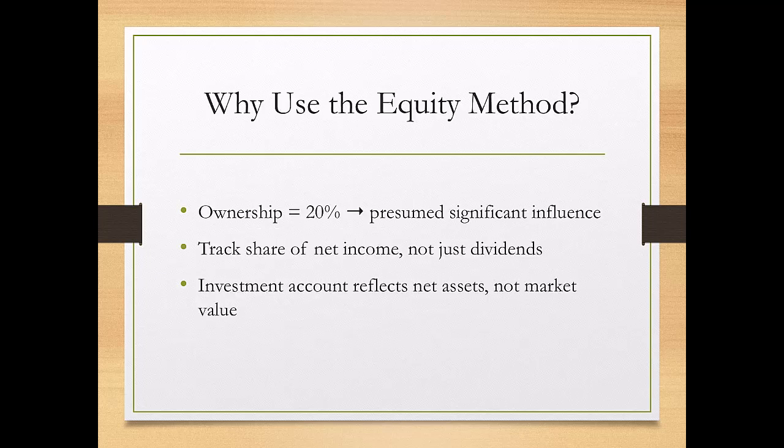The equity method applies when the investor can exert significant influence, typically assumed at 20% or more ownership. Instead of recognizing dividend income, the investor records a share of the investee's net income. This method reflects the investor's portion of the investee's economic performance and adjusts the investment account accordingly.